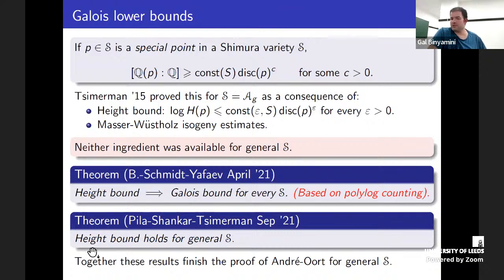It was already known, based on the strategy of Pila and the work of many people, that this was the last ingredient that was needed to prove André-Oort. We needed the Galois orbit lower bound. So with this theorem, Pila, Shankar, and Tsimerman proved the general case. And the proof of the general case now really relies on polylog counting. We don't know another way to get the Galois orbit lower bound without polylog counting.